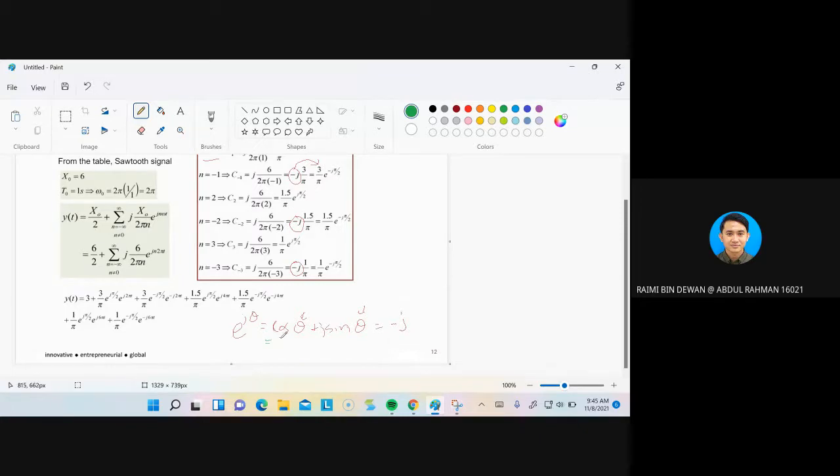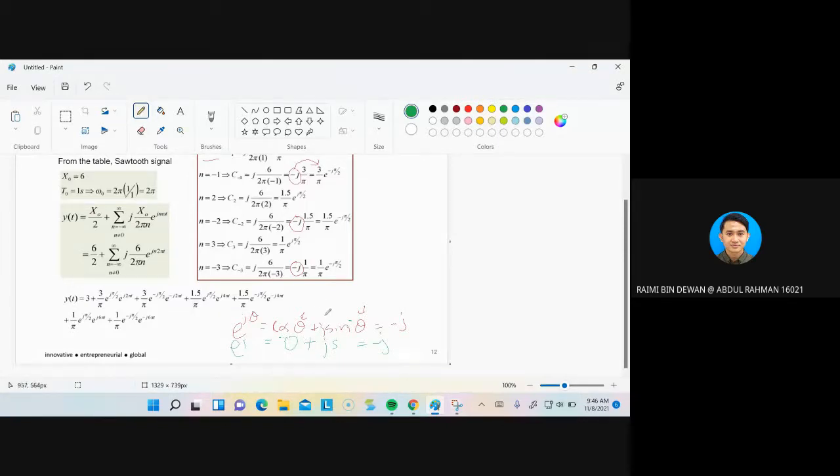Cos pi over 2 is what? 0. Sin pi over 2 is what? 1. Is it? Really? Yes, sin pi over 2 is 1. But we want negative J, so it should be negative pi over 2. Try. Sin negative pi over 2, so negative 1, right? Negative 1.